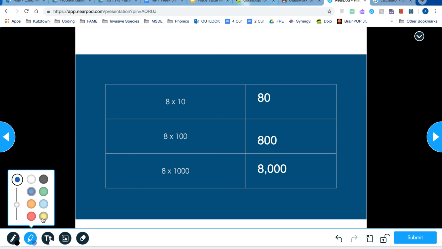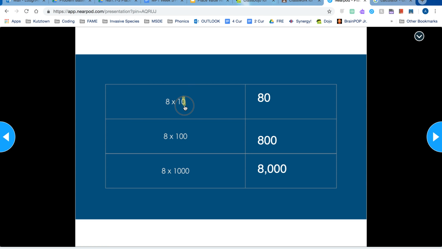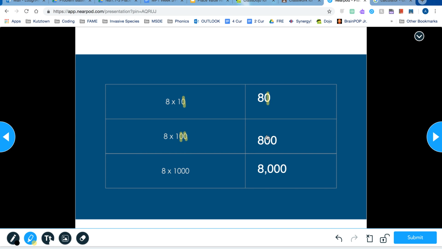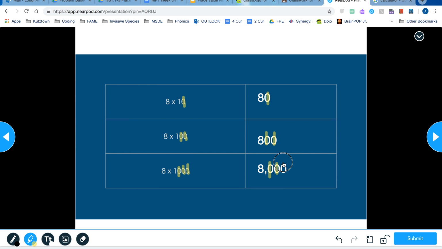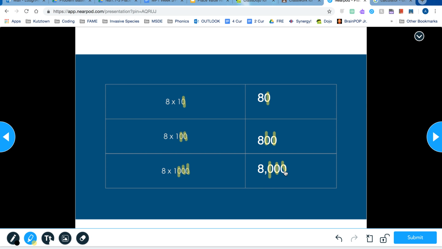I'm going to highlight that so that I can remember it. Let's go yellow. So I see 1, 1, then I see 2, 2, and then I see 3, 3. I wonder if that trend continues.